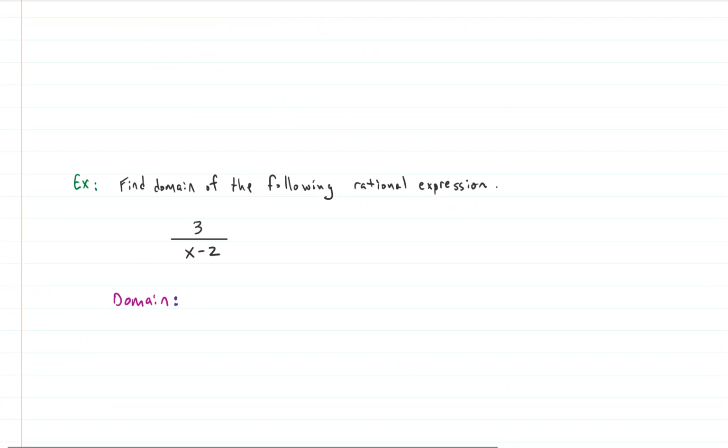Here's an example, 3 over x minus 2. If we're supposed to find the domain of this rational expression, the first thing we need to do is set the denominator equal to 0 and solve. So what do we get when we say x minus 2 equals 0? If we add 2 to both sides, because we're solving for x here, we get x equals 2, which tells us if we plug 2 in the denominator, we'd get 0.